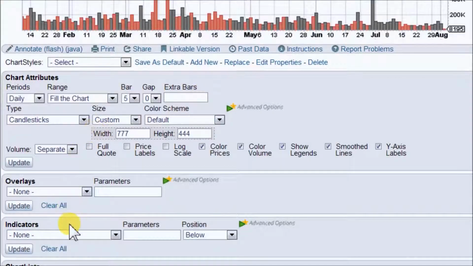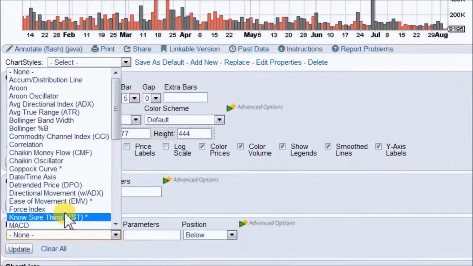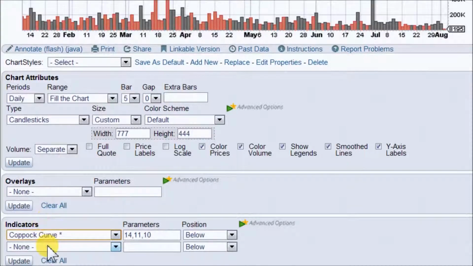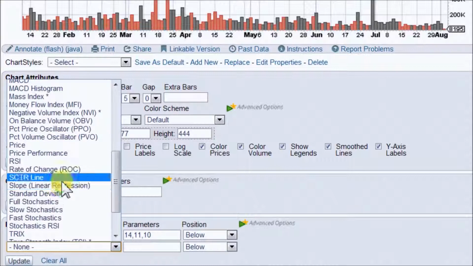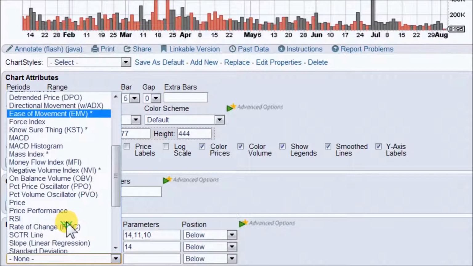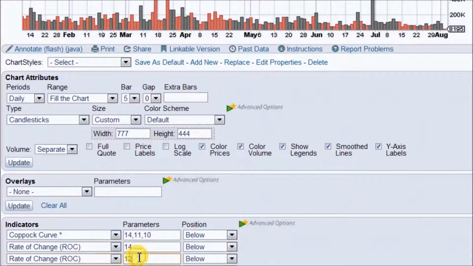Okay, down here in indicators, let's load up the Coppock curve first. Right there, click on that. And below it, let's get two rate of changes. The first one at the 14 period, and the second one at the 11 period. So what you have here in the parameters area is the Coppock curve set at 14, 11, 10. Then you have the rate of change at 14, the rate of change at 11. Go ahead and click update.